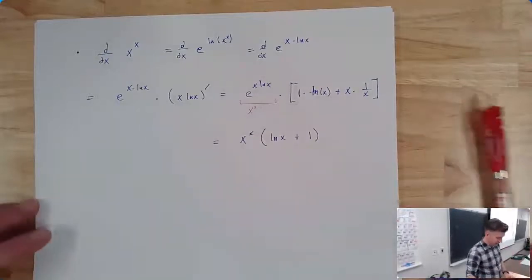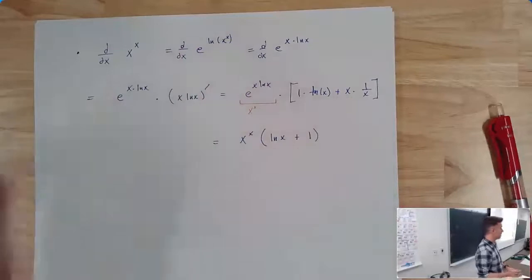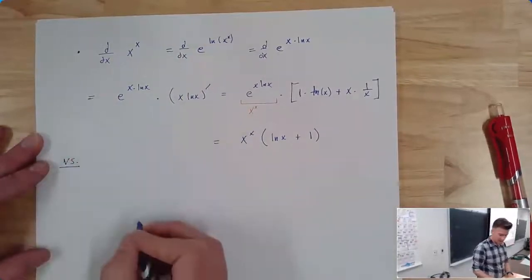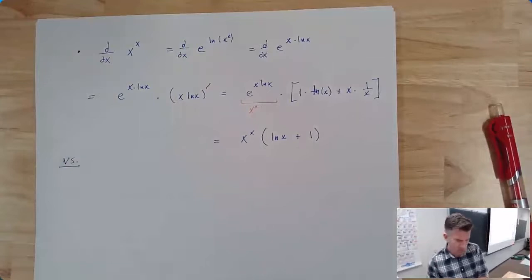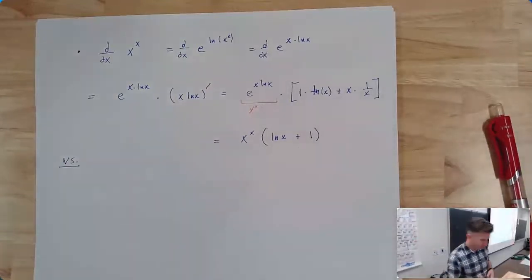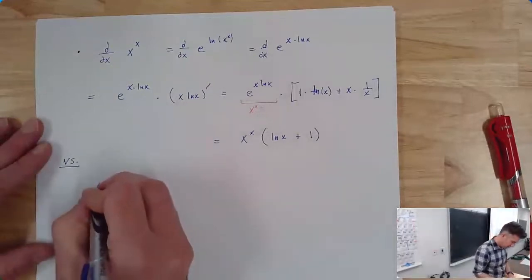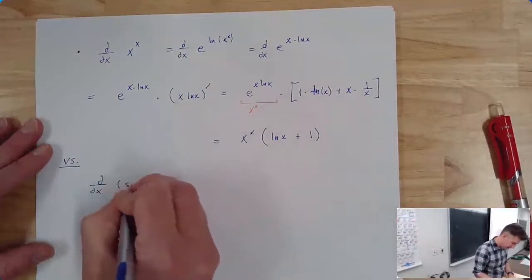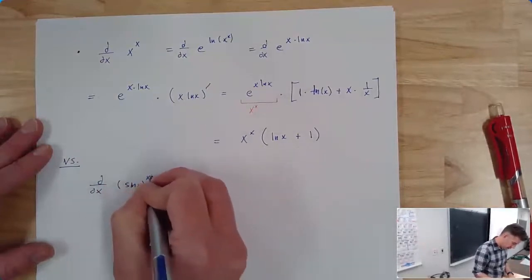The other way people attack this problem is by doing something where you do implicit differentiation. So let's look at a different example and see another way of doing this. Versus something like finding the derivative of cosine of x, I'll say sine of x to the x squared power.